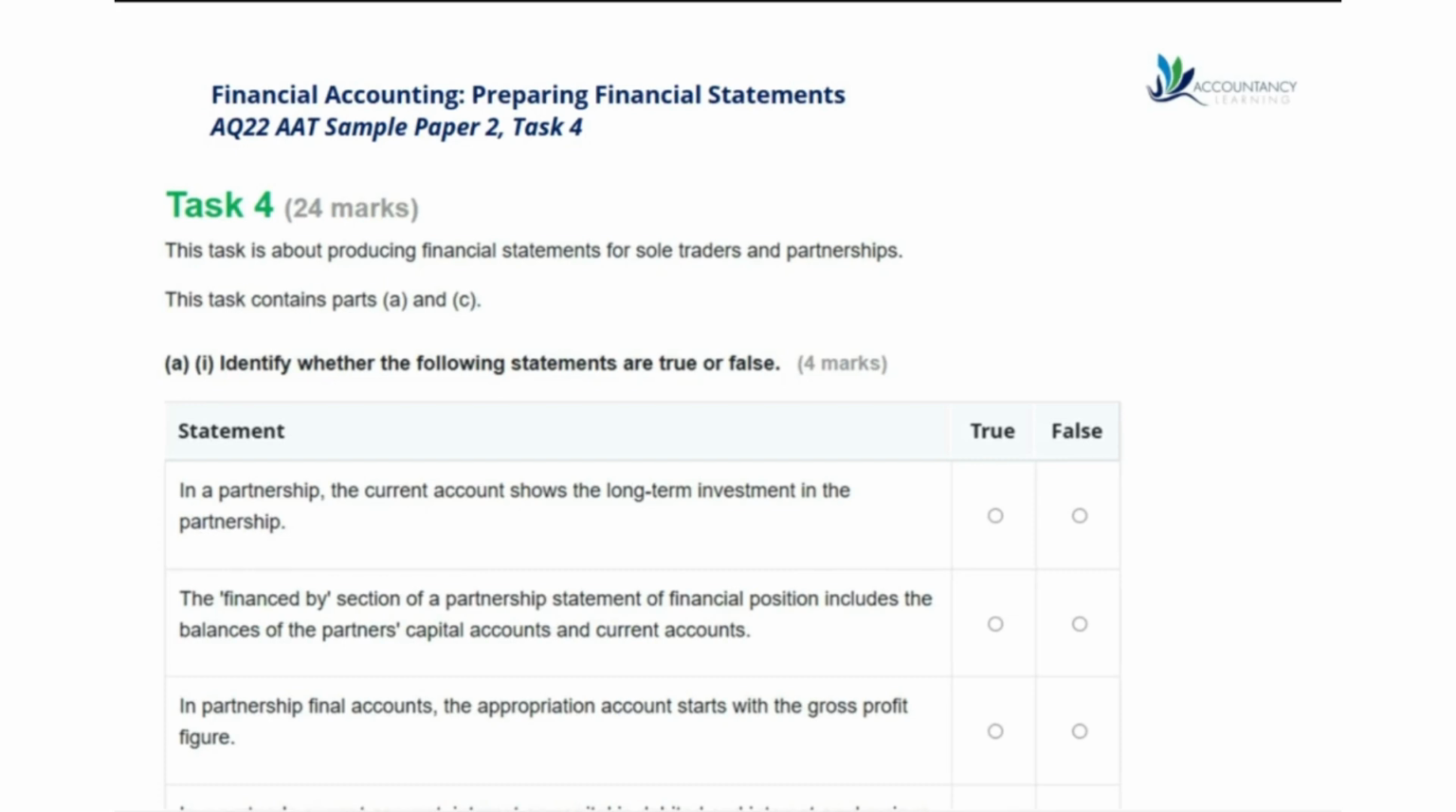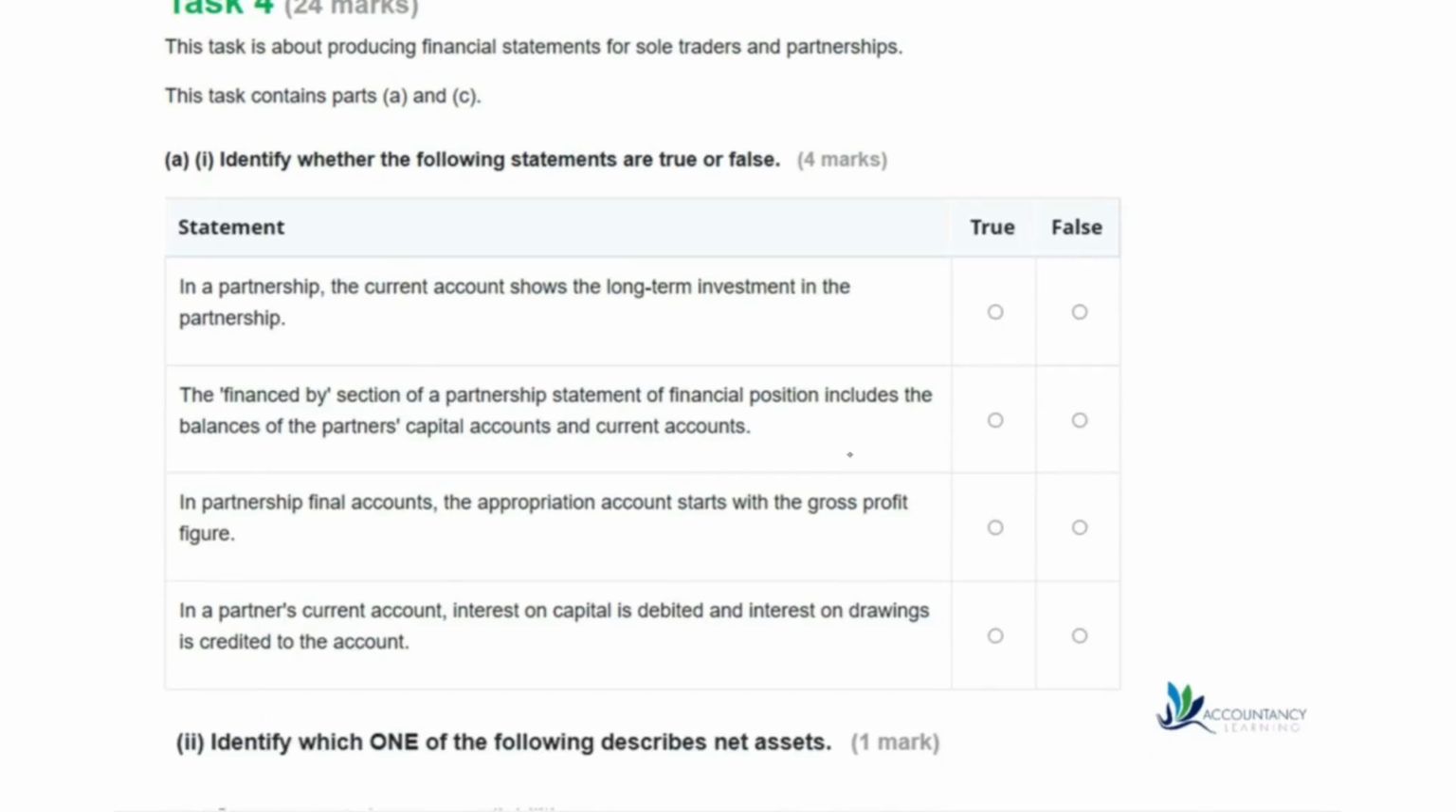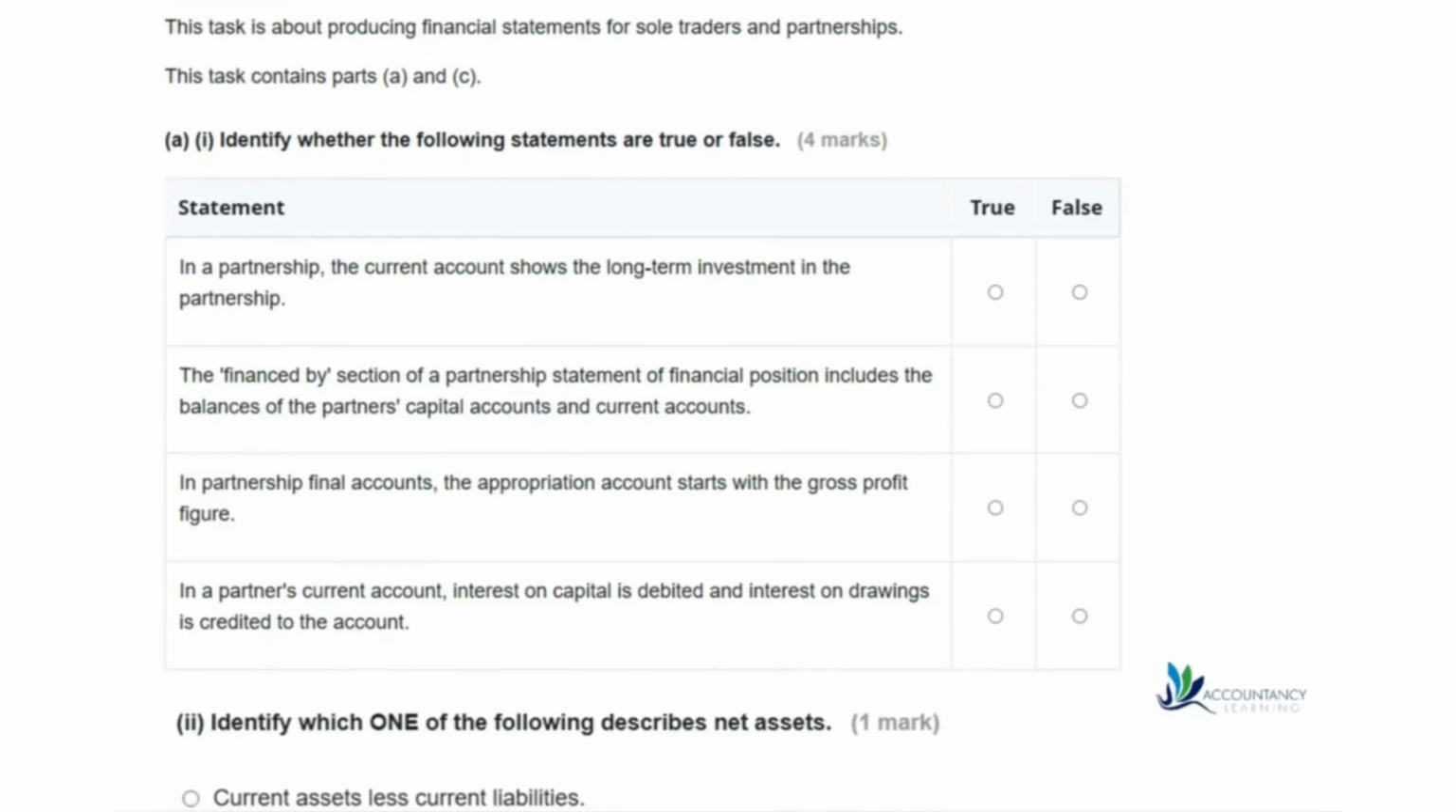In this video, I'll take you through the Level 3 Financial Accounting Sample Paper 2 Task 4 about producing financial statements for sole traders and partnerships. So starting with Part A then, we need to identify whether the following statements are true or false.